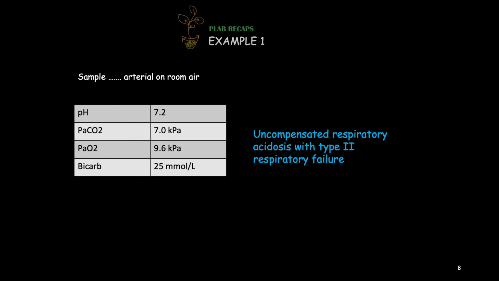Step 3 can be skipped as base excess is not mentioned. Step 4, pH is low, so not fully compensated. It is uncompensated as the bicarbonate is normal. So this is an uncompensated respiratory acidosis.